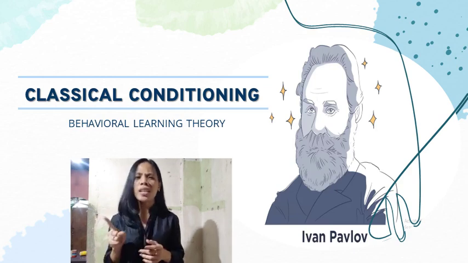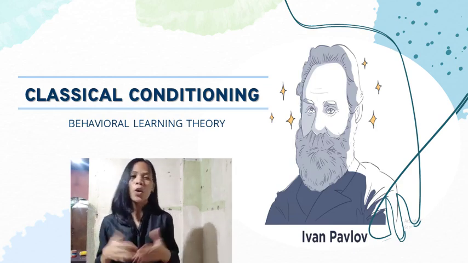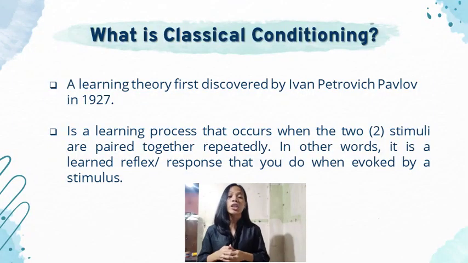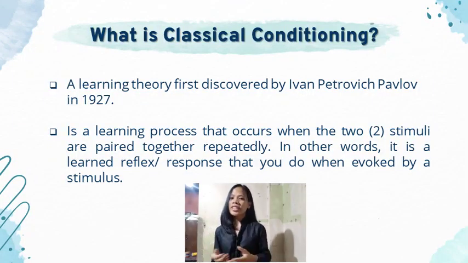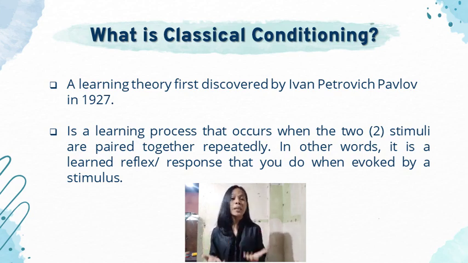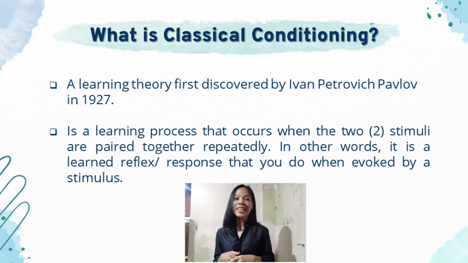So what is classical conditioning? Well, classical conditioning is a learning theory first discovered by Ivan Pavlov in 1927, and it is a learning process that occurs when two stimuli are paired together repeatedly. So in other words, it is a learned reflex or response that you do when evoked by a stimulus. To have a better understanding, let's proceed to the next slide.